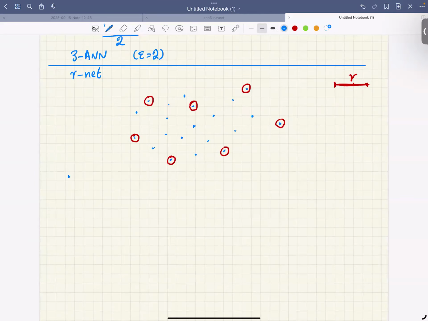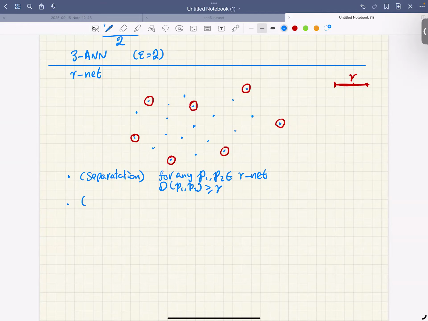Let's summarize those two properties. The first one is separation. The separation property says that for any P1, P2 in the r-net, the distance between them is at least R. Well, you would say the points I chose are strictly farther than R. Yes, that's correct, but the separation property is a little weaker.